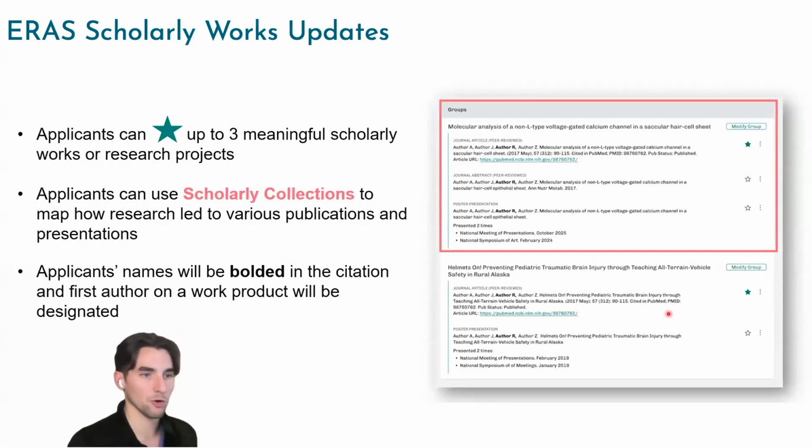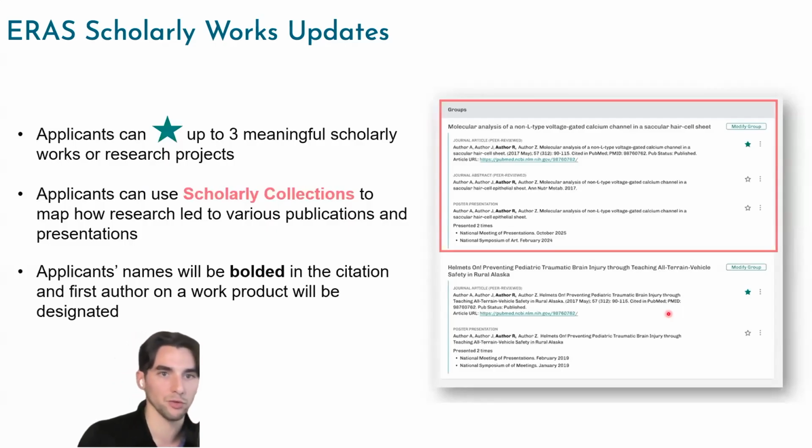Whereas before you might just list tons and tons of research projects, the program has to sift through them. Now you're saying, these are the 3 that I really want you to focus on. These were the 3 most meaningful to me. You're going to also group your different research productivity into scholarly concentrations.